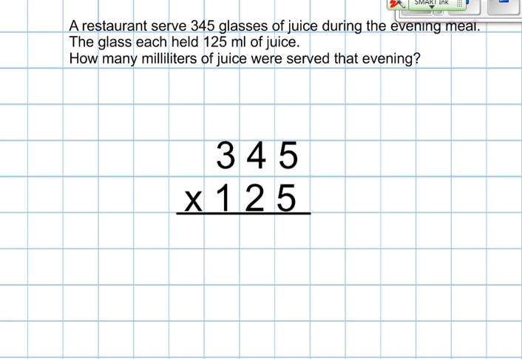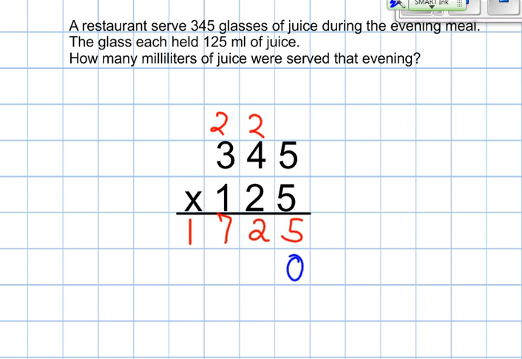Here we have it in word problem form. Right? A restaurant serves 345 glasses of juice during the meal. The glasses each held 125 milliliters of juice. How many milliliters of juice were served? We're going to jump right into this. 5 times 5 is 25. 2 goes up. 5 times 2 is 10, plus 2 is 12. Carry the 1. Gives us 17.